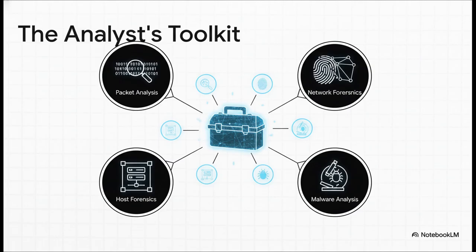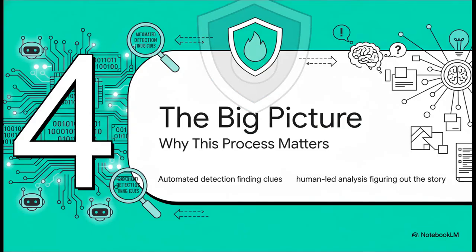And analysts have a whole bag of tricks for this kind of investigation. They might use packet analysis, which is basically like opening up and reading the digital mail to see what's being said. They use network and host forensics, which is kind of like being a crime scene investigator, piecing together what happened on the network or on a specific machine. And if they find a shady file, they'll use malware analysis to take it apart and see exactly what it was built to do.